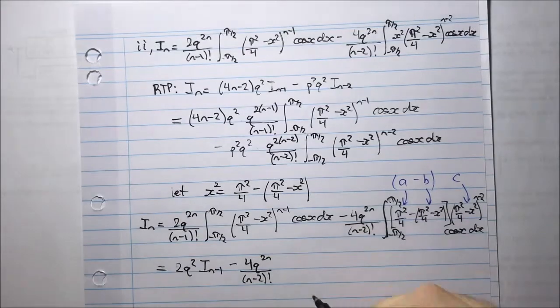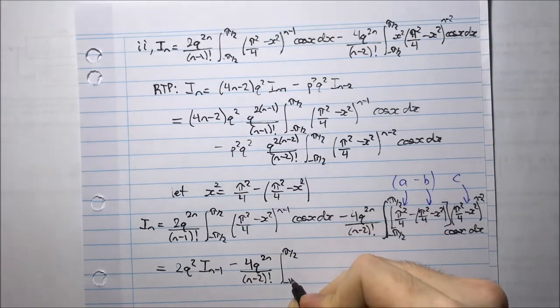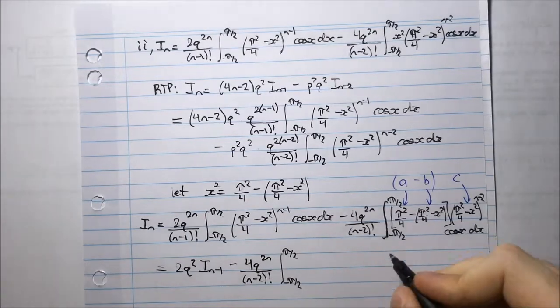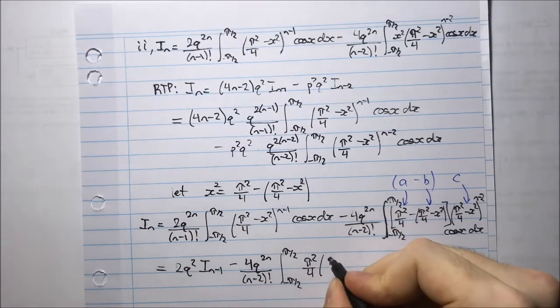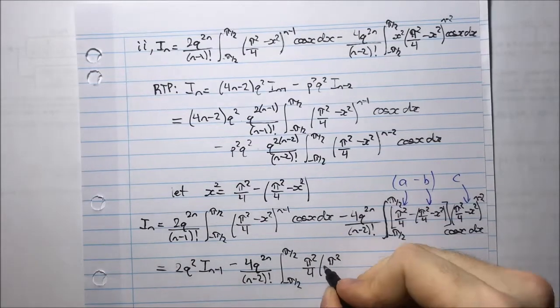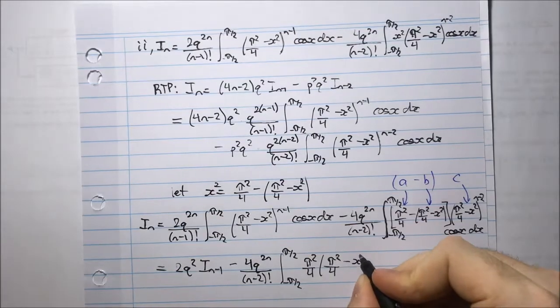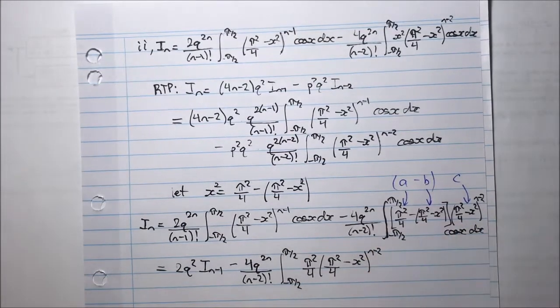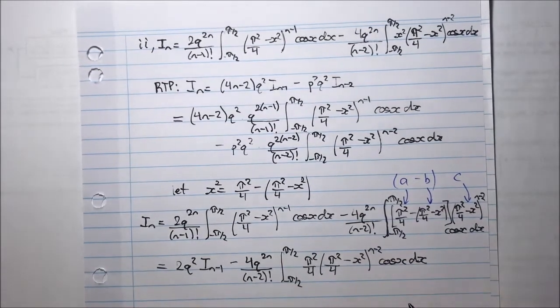So let's go. That's going to be the integral from minus pi on 2 to pi on 2 of pi squared on 4 multiplied by (pi squared on 4 minus x squared) to the power n minus 2, times cos x, of course, I can't forget that. Now I'm going to break it up into two integrals straight away.